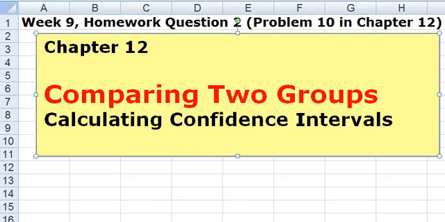So here we are. We have completed homework question 2, which was actually problem 10 in chapter 12.